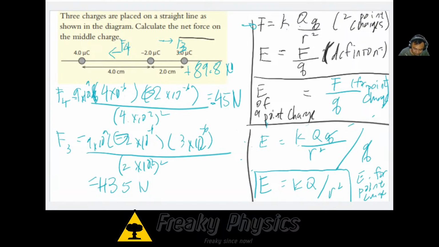Wait, so how do you know it's going to the left and that's going to the right? Okay, good question. Let's take a look. This is a negative charge. This is a positive charge. They should attract each other, so if they attract, to the right. But I thought the positive charge goes to the negative charge. It does, but again, we're not interested in what the positive charges do. Our question is about the net force on the middle charge.